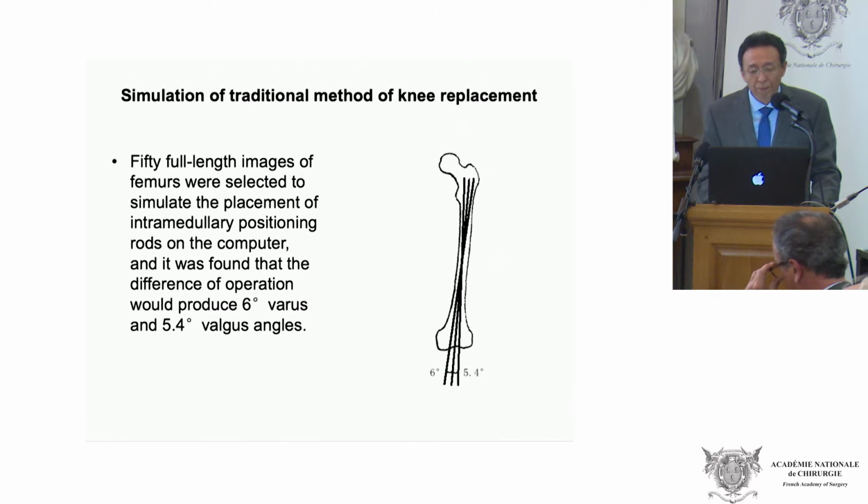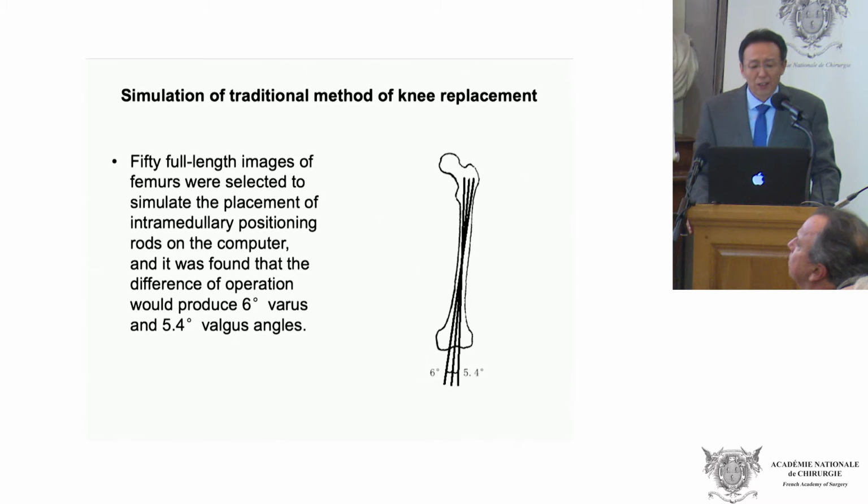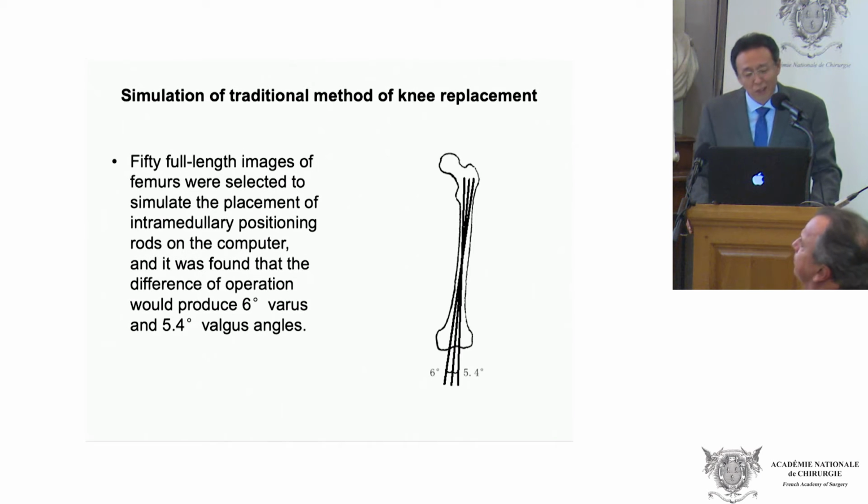Simulation of traditional method of knee replacement. We tested 50 full-length images of femurs, selected to simulate the placement of the intramedullary positioning rod on the computer. It was found that the difference of operation would produce 6 degrees varus and 5.4 degrees varus angle.